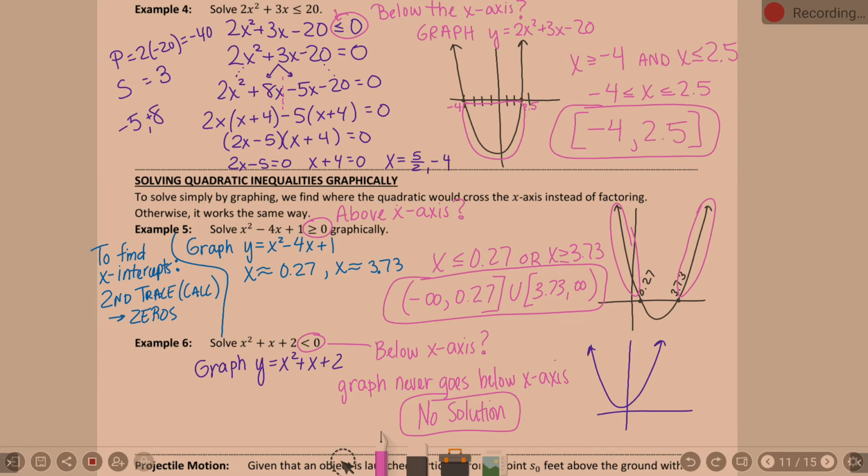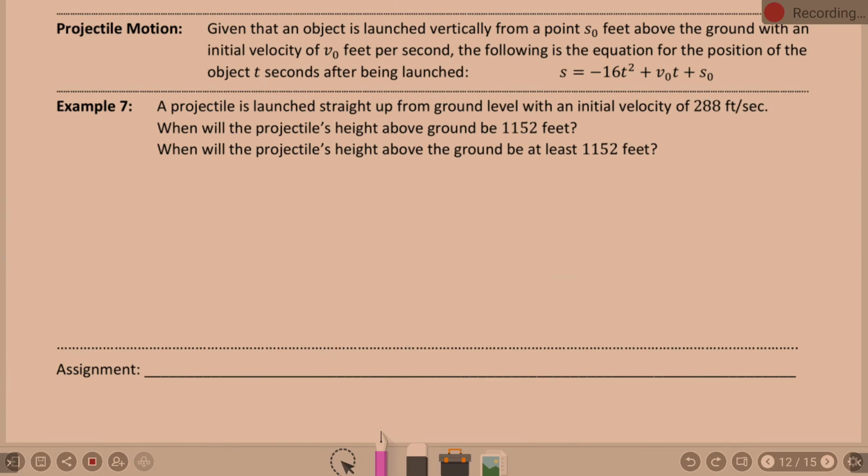Okay. One last topic, okay? Projectile motion. This is very much a mathematical related thing. It's also a physics related thing, okay? What does this have to do with the graph? It has to do with the graph, I promise. You will see the connection here.